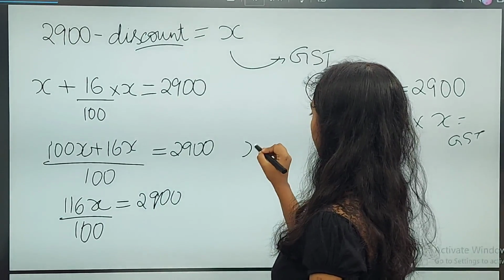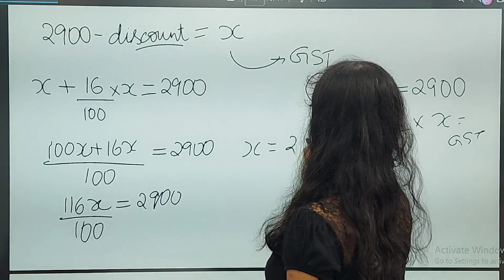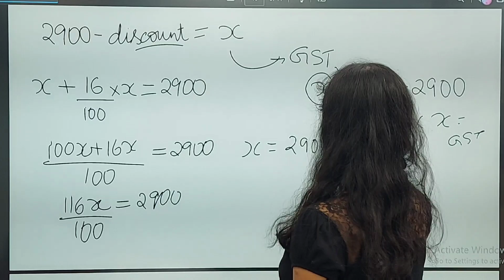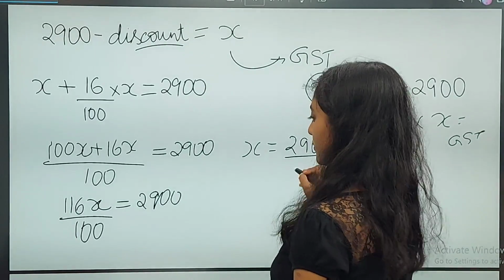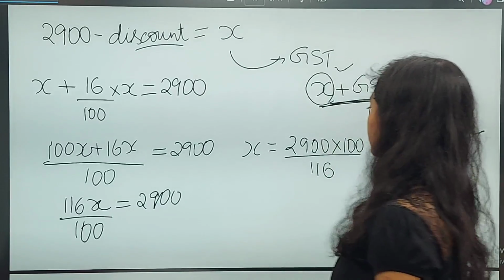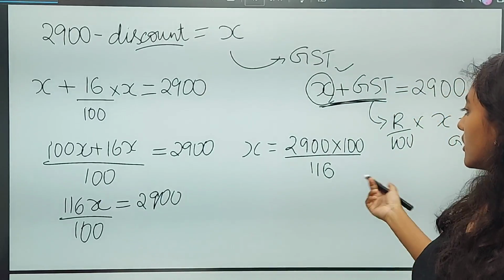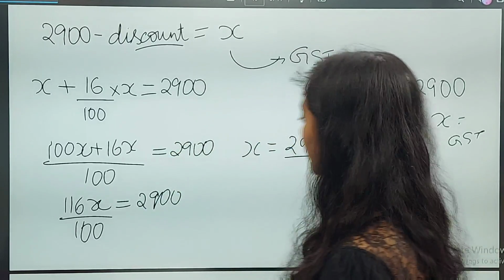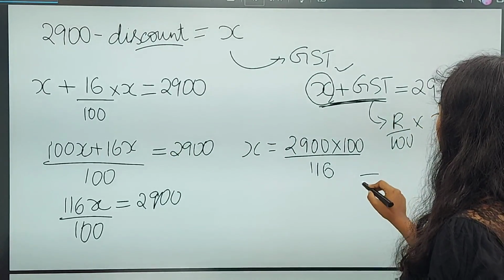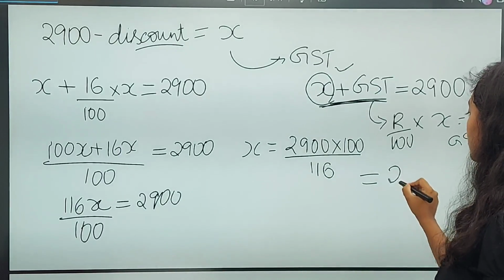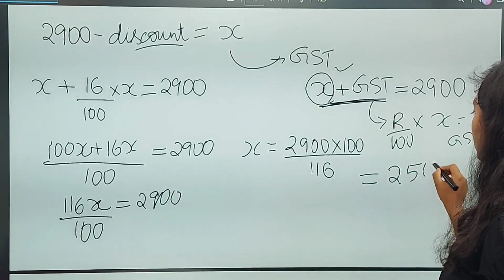So x will be equal to 2,900 into 100 divided by 116. Right? This is your thing. You do the division. After doing the division, you will get that 2,900 into 100 by 116 is nothing but 2,500 rupees.